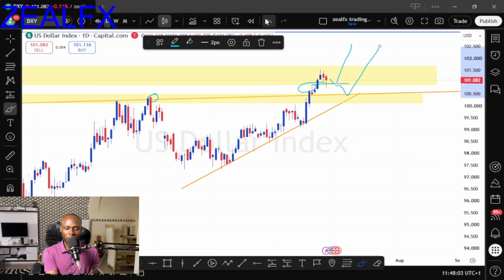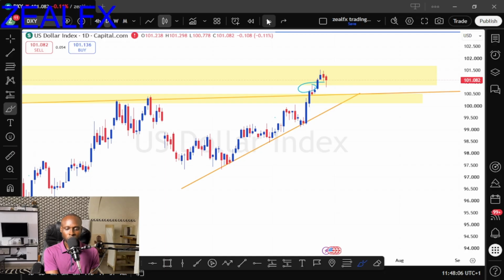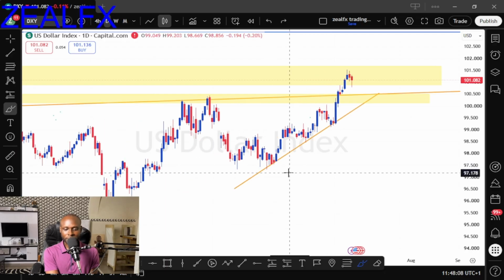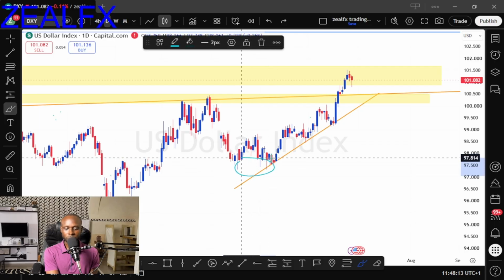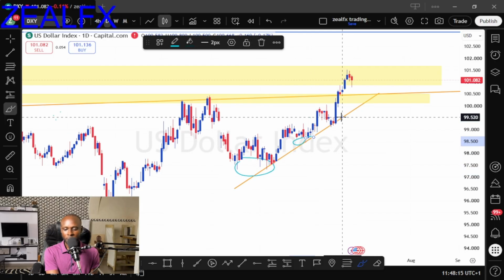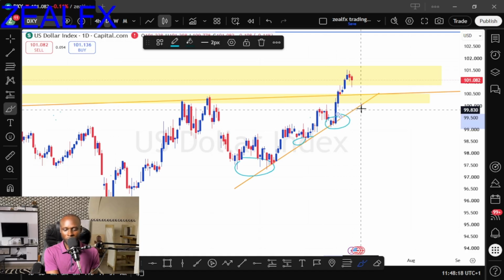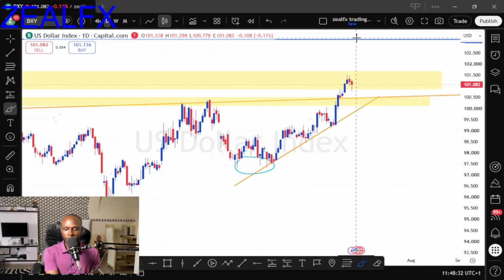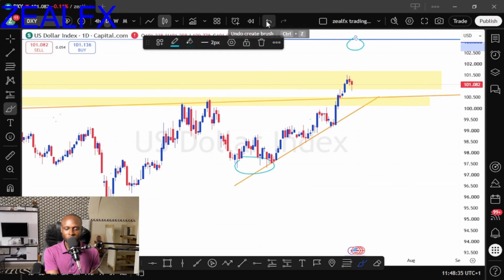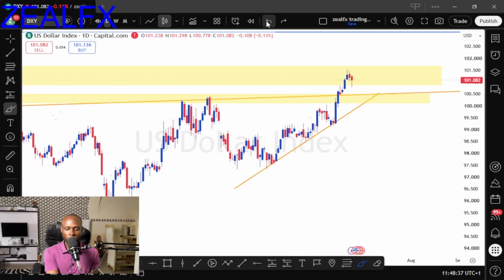You can also see that on my daily time frame, price is creating this series of higher lows. You can see we have this double bottom, then a higher low and another higher low. So this series of higher lows indicates bullish momentum, a buying opportunity for the dollar index. So we expect price to keep pushing higher to this next resistance level, which is where we expect price to hit this coming week for the dollar index.